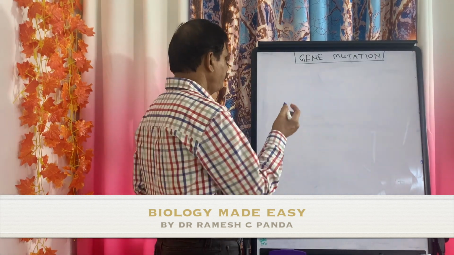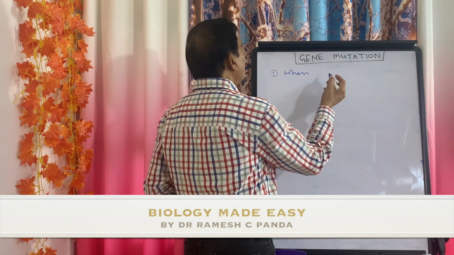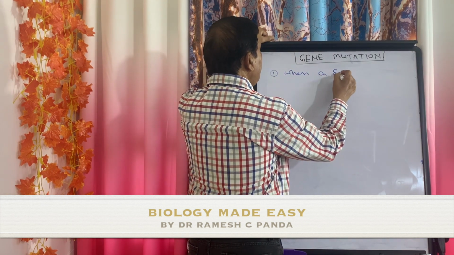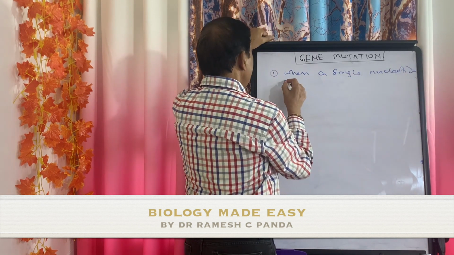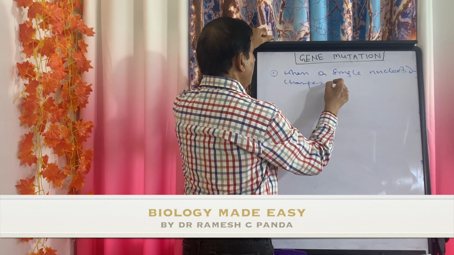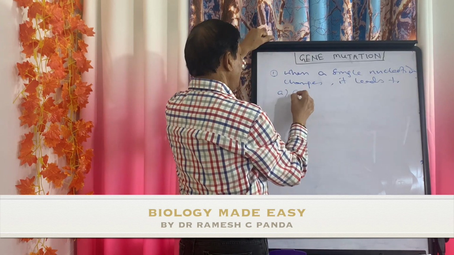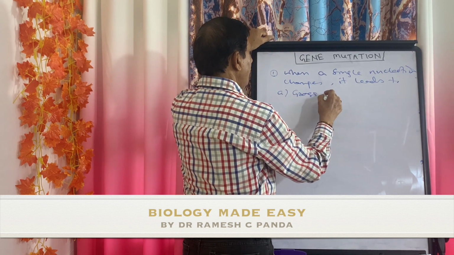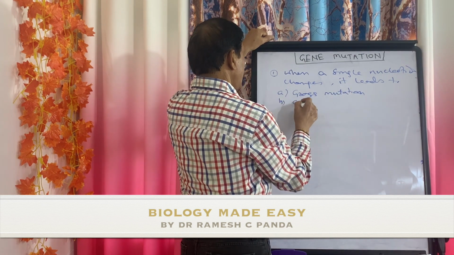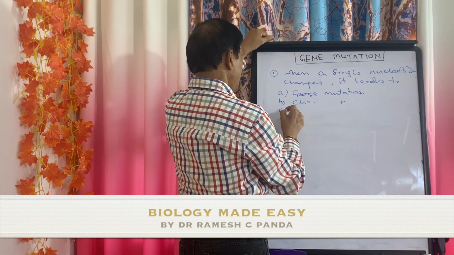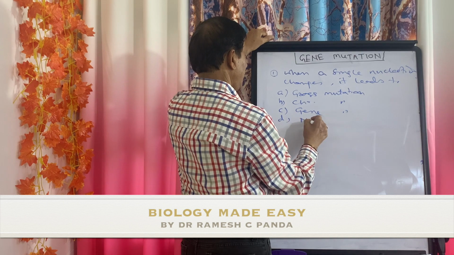Number one question. When a single nucleotide changes, it leads to: A, gross mutation; B, chromosomal mutation; C, gene mutation; D, none.